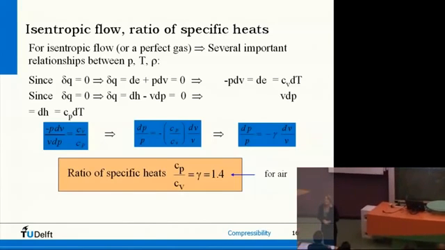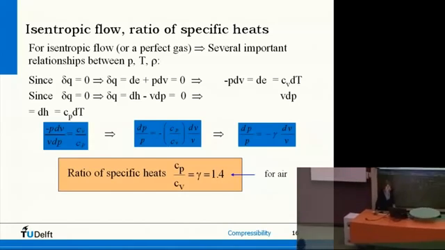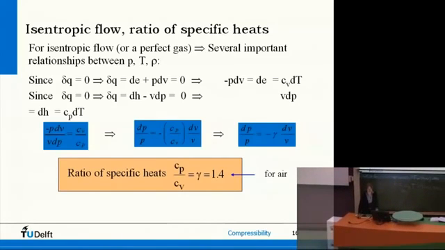Now let's play the game again, but now for my isentropic flow. What do I have for my isentropic flow? I don't add or subtract heat, so delta Q is 0 now. So again, I start with my two forms of the first law of thermodynamics, the one with internal energy per unit mass and the one with enthalpy per unit mass. I had the relation dQ is equal to dE plus PdV and dQ is equal to dH minus VdP. For isentropic flow, dQ is equal to 0 because I have an adiabatic process. So as a result, this one is 0. So my dE is equal to minus PdV.